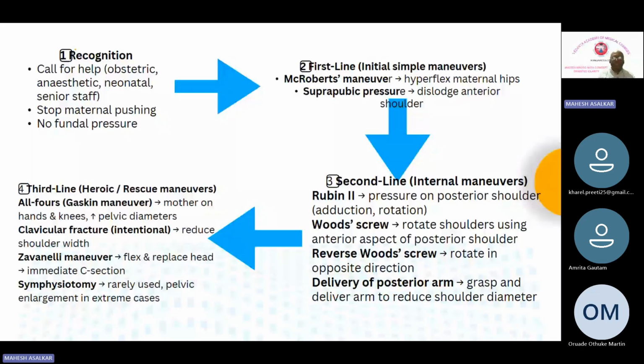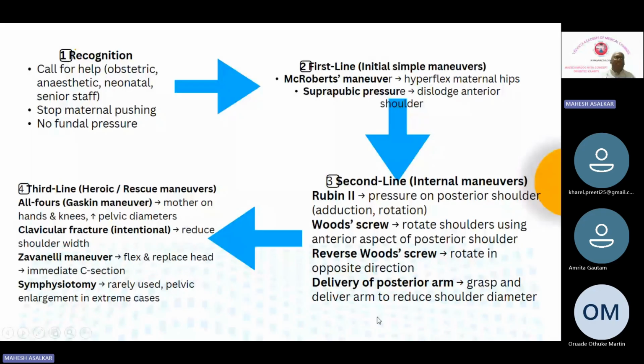And no doubt all fours position is also there, they have included all fours position here also. Okay, and in third line the intentional clavicular fracture you can do, that reduces the shoulder width. Then you have Zavanelli's maneuver, you have to flex and replace the head, and then you carry out immediate caesarean section. Okay, so this is very rare. Then symphysiotomy, rarely used, pelvic enlargement in extreme cases. So these are the maneuvers which are used, or the flow chart for the management of shoulder dystocia.